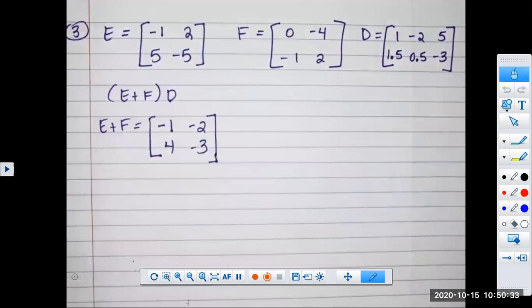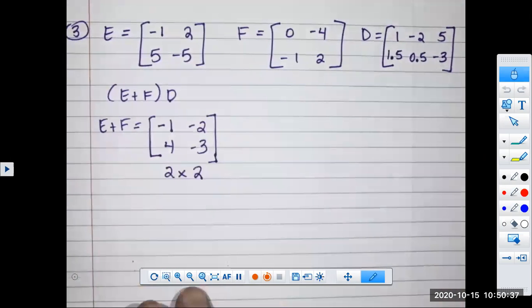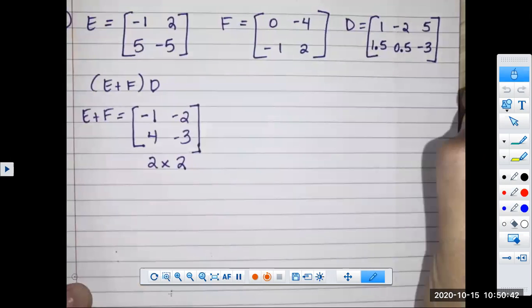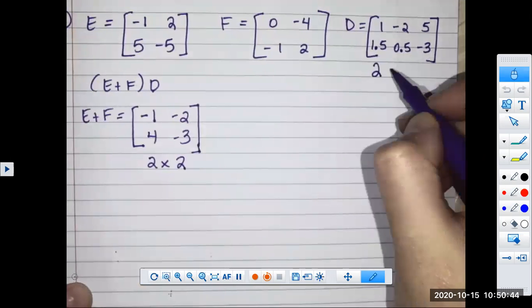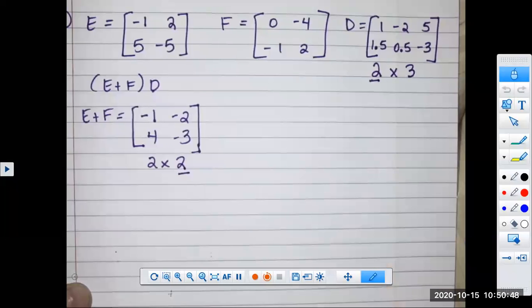So E plus F gives you this matrix, which is a 2 by 2, and in order to see if it will multiply to D, we have to check these dimensions. So it's got 2 rows, 3 columns. Those inner numbers do match up, so they will multiply.